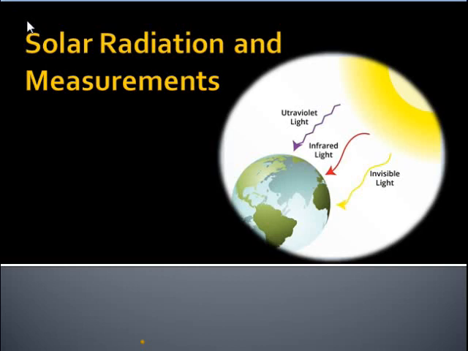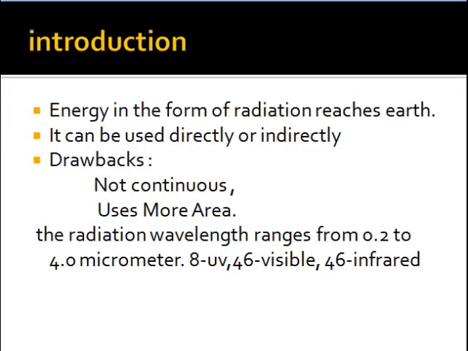Now moving on to the next slide. That is more in depth with the solar energy. The solar energy reaches the earth in the form of radiation. Radiation is an electromagnetic wave which has electric and magnetic field, and it travels at the speed of light.